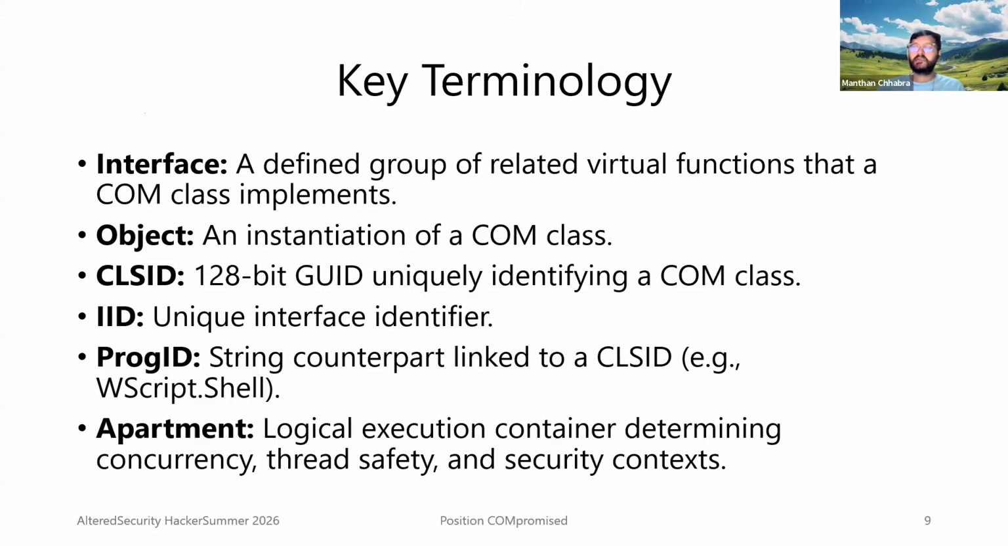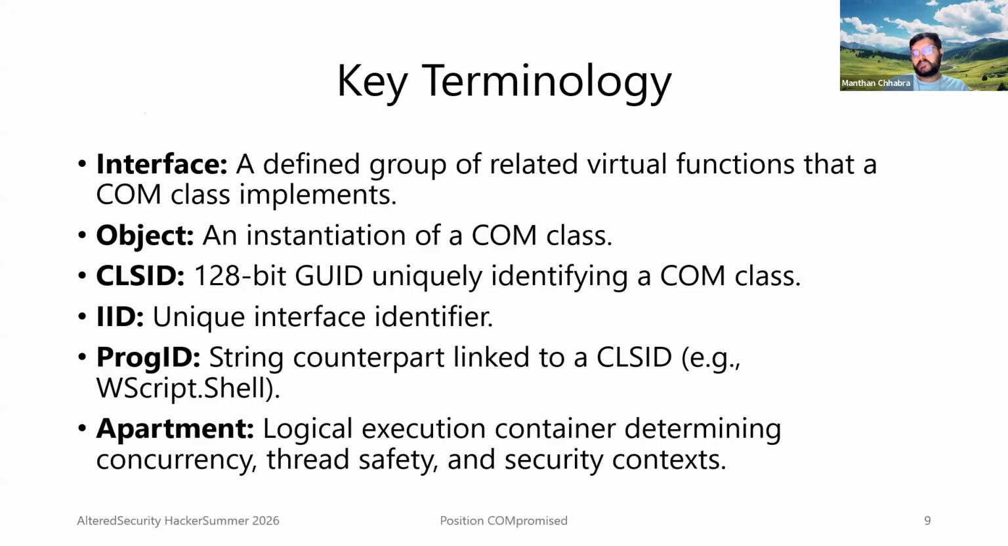Then we have the object. Whenever we want to interact with a COM class, we don't interact with it directly. Rather, we instantiate an object of that COM class, and then we interact with it to invoke whatever method we want. So we first need to create an object of that COM class, and that is done through the CoCreateInstance function, which is used to instantiate the COM class.